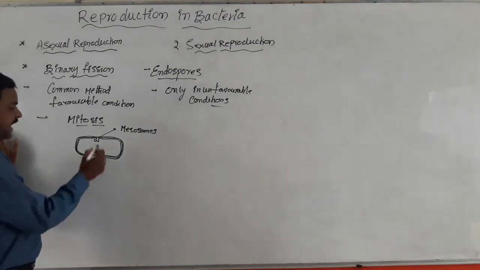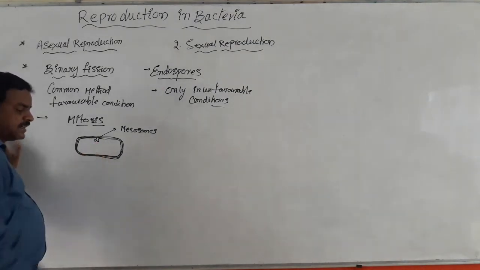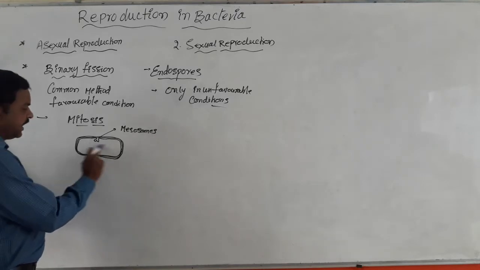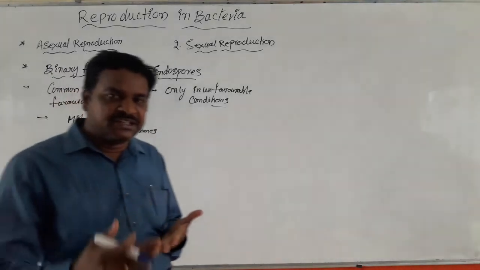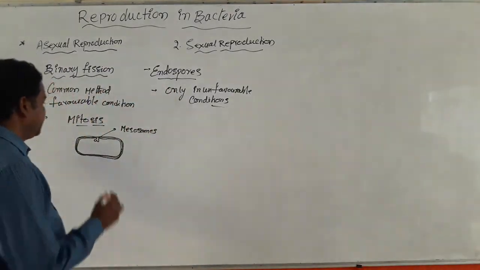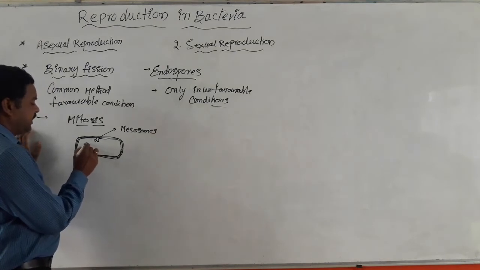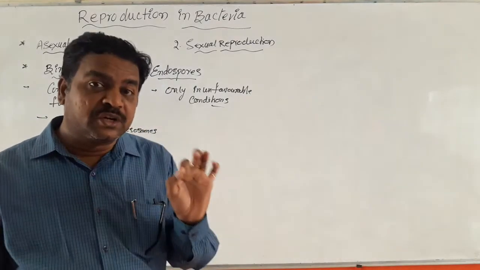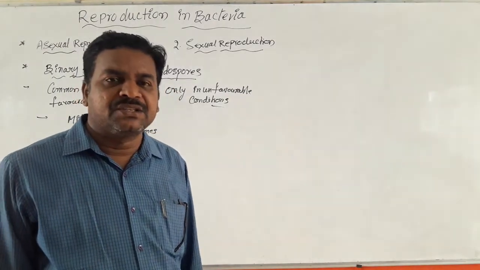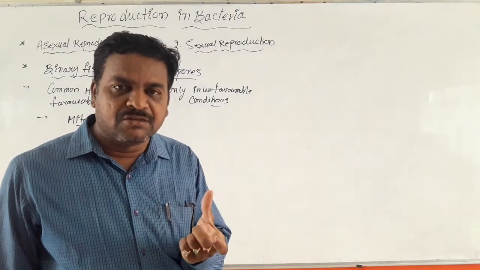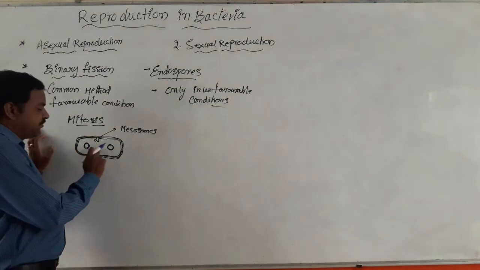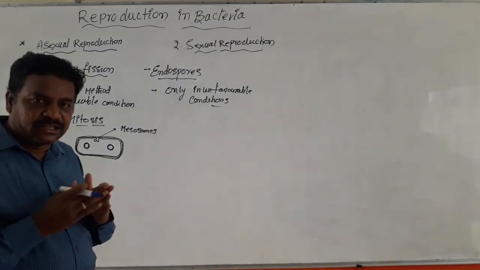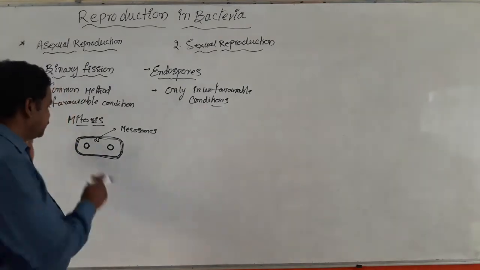At the region of the mesosome, the bacterial cell will show a small invagination on either side. First the cell elongates in size, then it is followed by replication of DNA. This means the bacterial chromosome, the nucleoid, the nucleus without a nuclear membrane, also called the genophore, first divides into two parts.